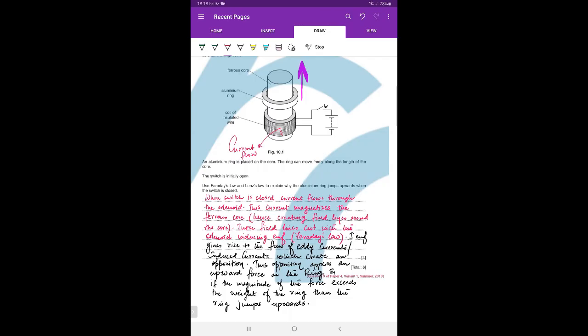Now, as current begins to flow in the solenoid, this current is going to magnetize the iron core. Now, as soon as the iron core gets magnetized, field lines are going to be established around the iron core. थोड़ा untidy हो जाएगा, लेकिन nonetheless. Now, these field lines will get a chance to cut with the solenoid.